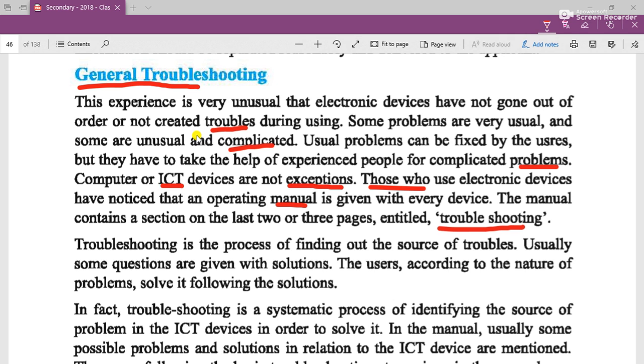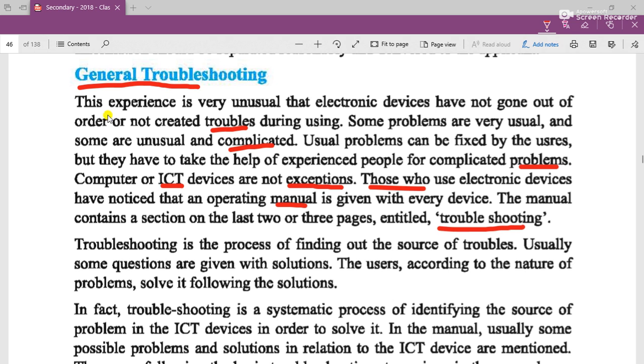Today I am here to provide another lecture video of Chapter 2. In our previous lecture video, we have already described general troubleshooting. We had started this topic but didn't finish yet. So let's start this general troubleshooting topic again so that we can finish this topic today.